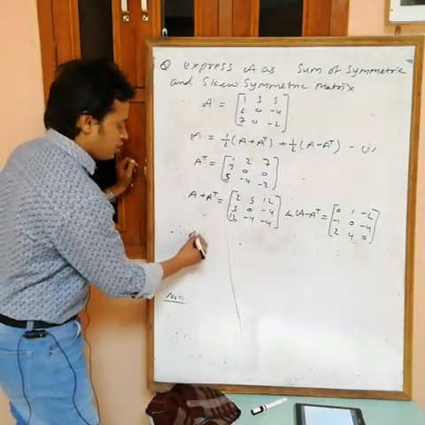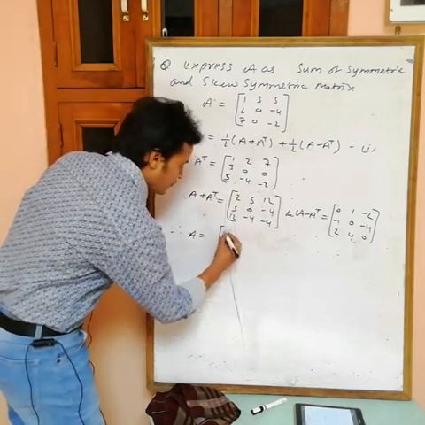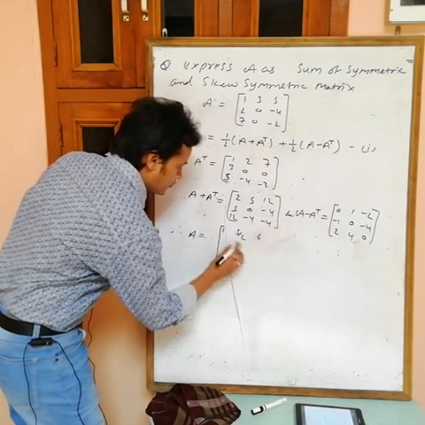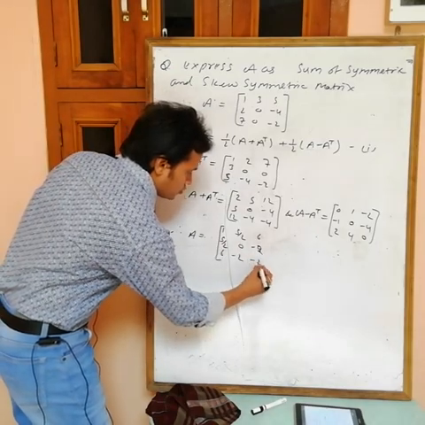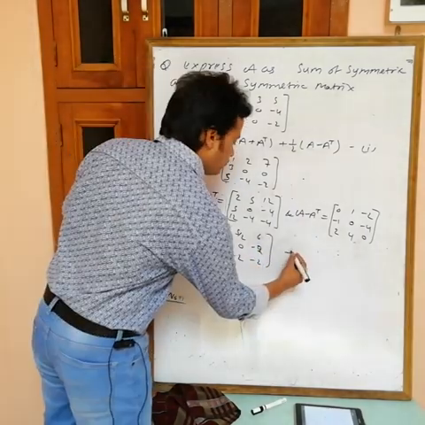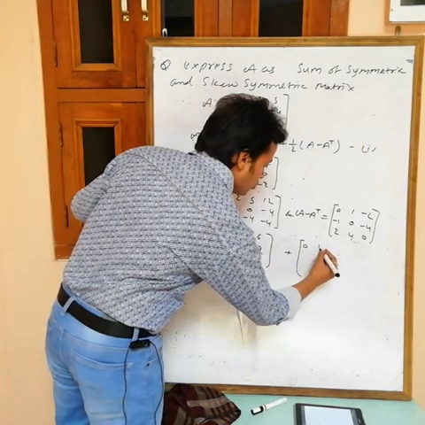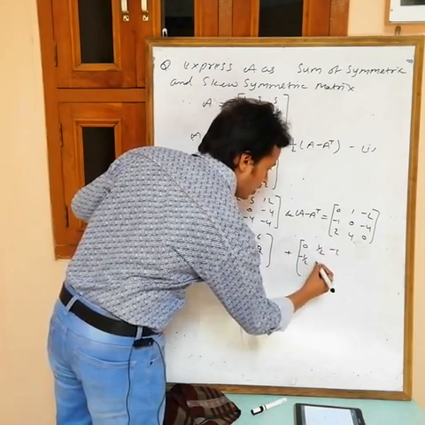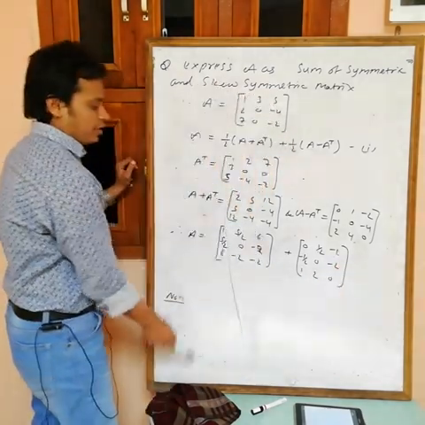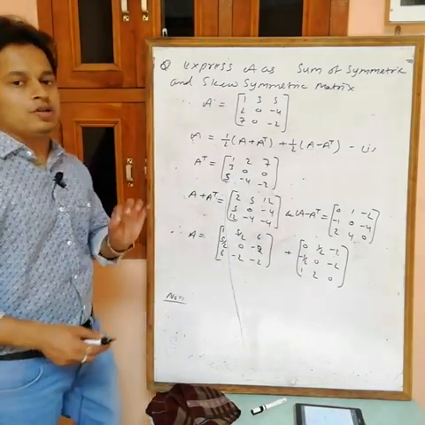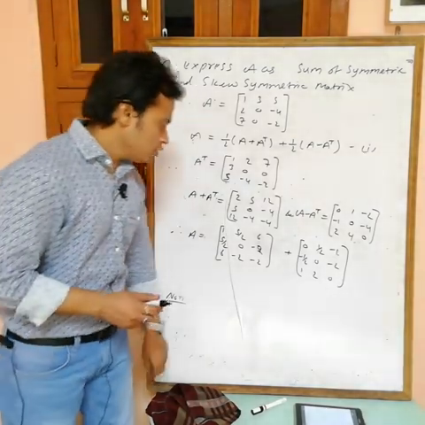Okay, A equals 1 by 2 of this one, divide by 2, then what you will get: 1, 5 by 2, 6, 5 by 2, 0, minus 2, and 6, minus 2, minus 2. This is the symmetric, plus 1 by 2 (A minus A transpose), 1 by 2 of this one, divide by 2: 0, 1, 1 by 2, minus 1, minus 1 by 2, 0, minus 2, 1, 2 and 0. Okay, this is symmetric and this one is skew symmetric. Any matrix can be expressed as a sum of symmetric and skew symmetric matrix. Okay, so this is done.